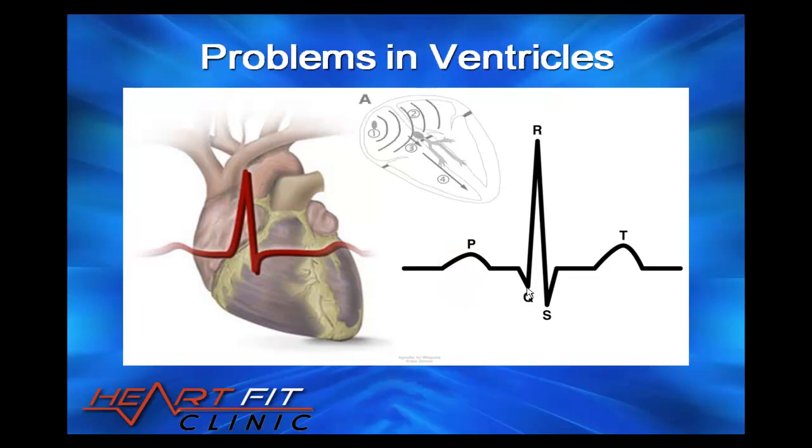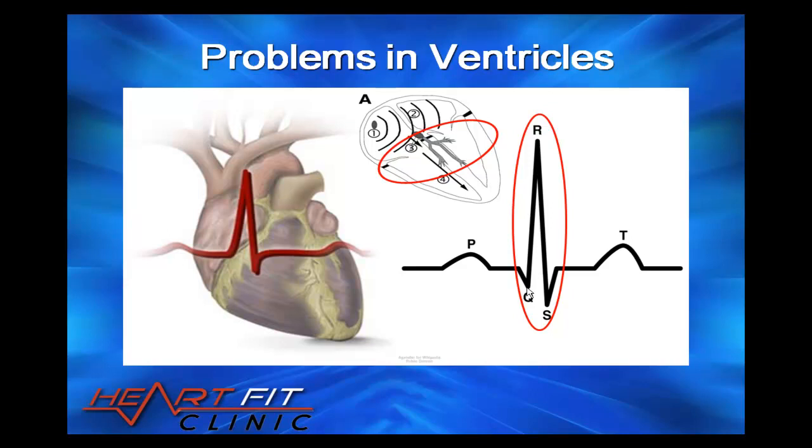Now if there's problems in the ventricle, we will see this in the QRS complex. And the QRS complex could be wider. If we see a concern in the ventricles, it could be too wide or too thin, and of course a bigger problem being too wide.